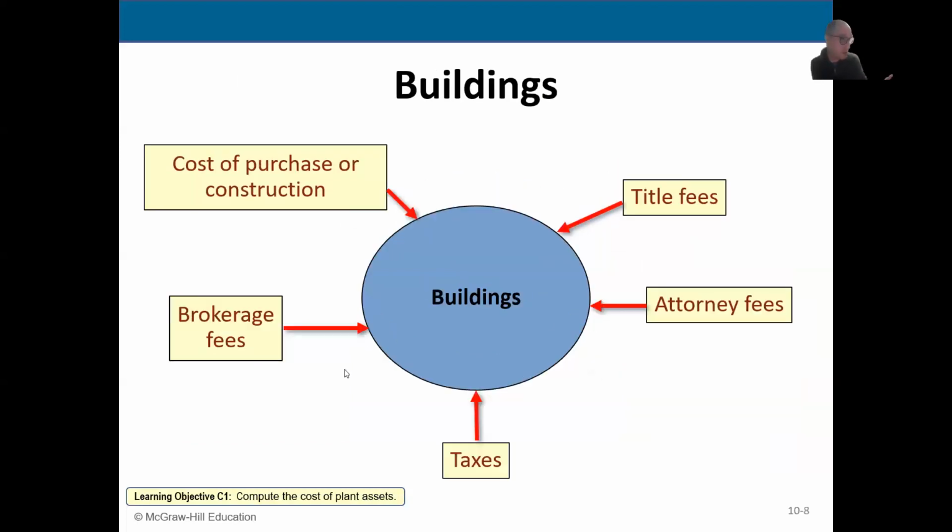For buildings, it works in a similar way. It's the purchase price, or if you're building it, construction costs, brokerage fees, title fees, attorney's fees, taxes, any other land improvements or repairs, renovations. All of those things are added to the total acquisition cost for a building.